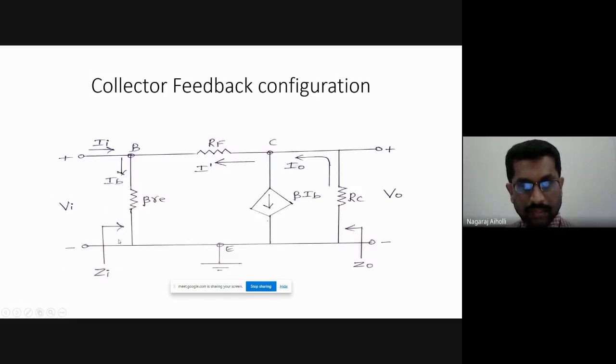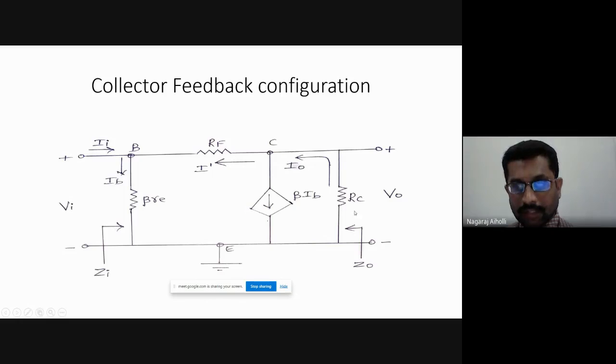Let us go back. V naught here, if we start from here, this current entering positive, current leaving negative, minus I naught RC minus V naught equal to 0. Here this current is I naught, correct? Current entering is positive. The end which is nearer to the emitter, to the ground, is positive, and the end which is nearer to the collector is negative. So from positive to negative, it is minus I naught RC, minus V naught, applying KVL to the output loop. Minus I naught RC minus V naught equal to 0, or V naught will be equal to minus I naught RC.